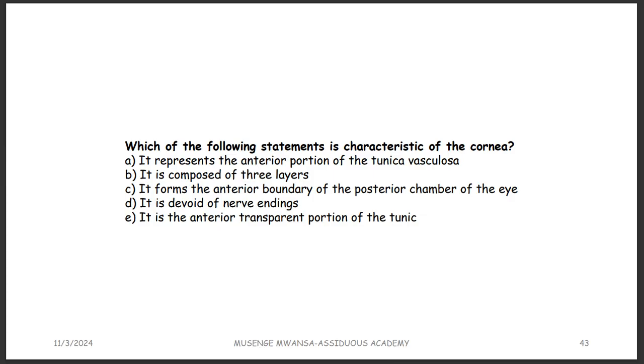Anyone that can help with this one? The anterior transparent portion of the tunic. Okay. Is there anyone with it? A represents the anterior portion of the tunica vasculosa. Alright. Let's hear first if there's any other option before we can get to say something about these options. For E, okay.